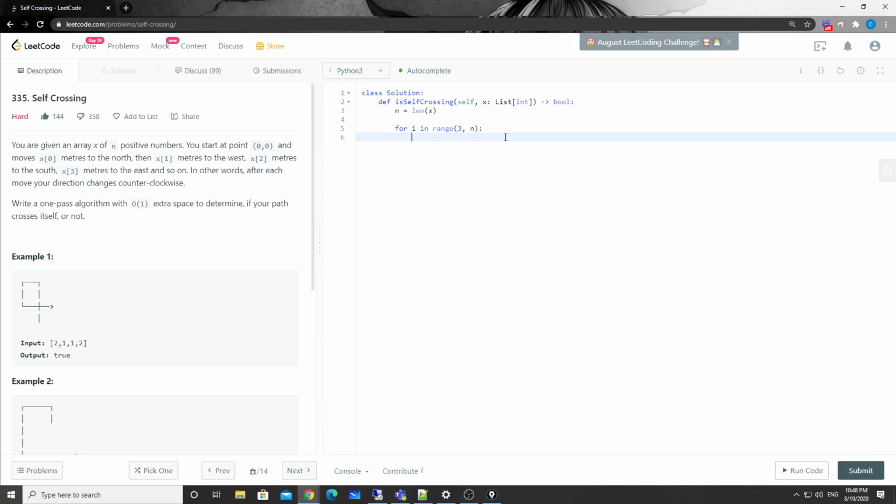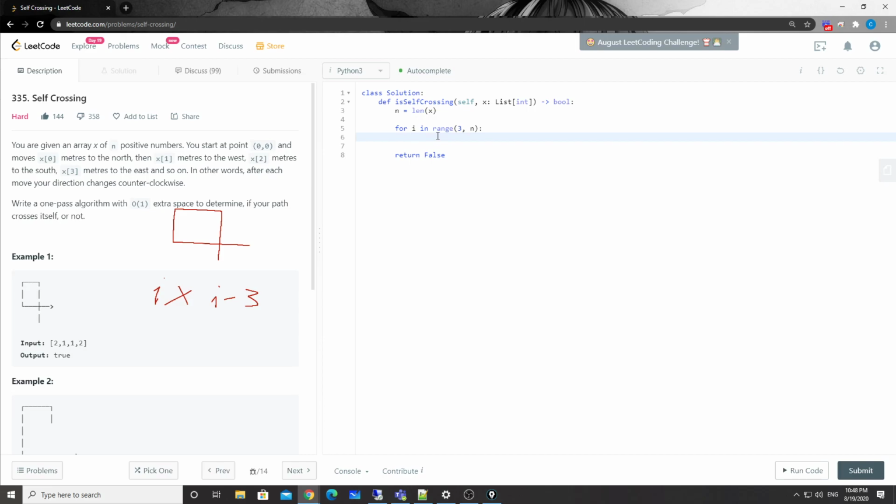Now, in the end, we simply return false here. Okay, so now the first condition. First condition is this one: 1, 2, 3, 4. Basically, this one is I crossing with I minus 3, right? So that's the first case.